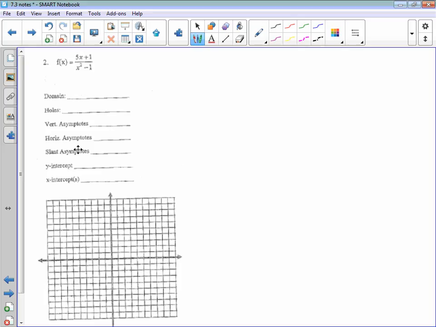All right, so let's go through this one. Okay, guys, what is your domain? X cannot equal negative 1 or 1. So again, you can write it with the proper set notation, or you can do this. Okay.